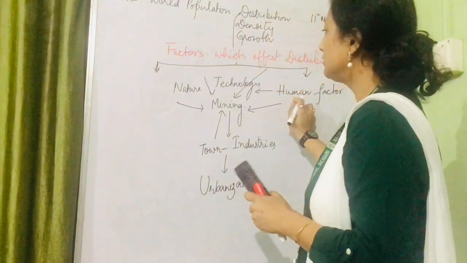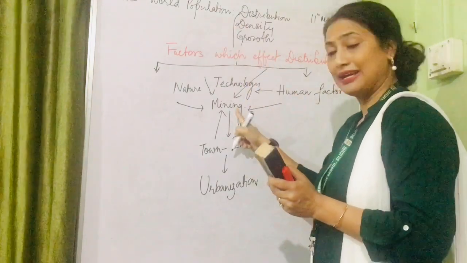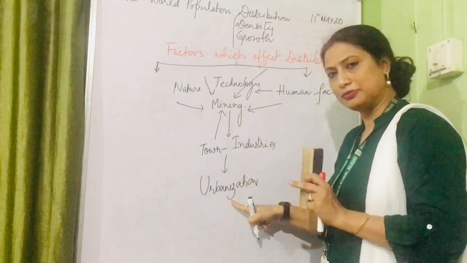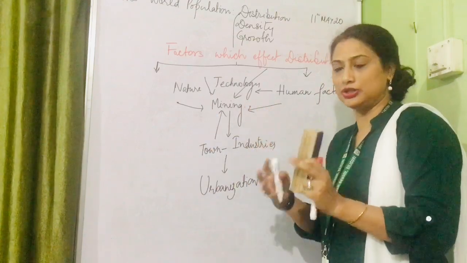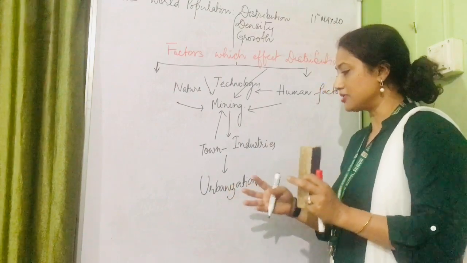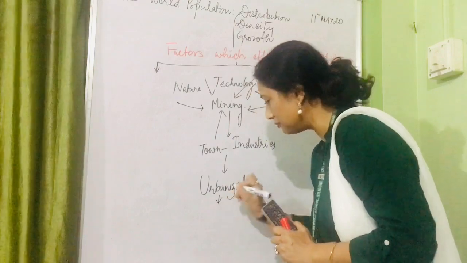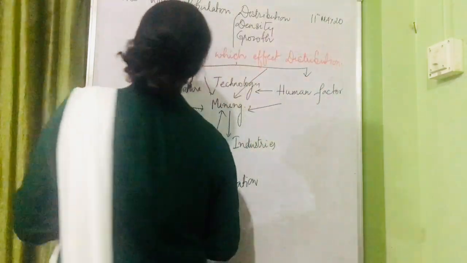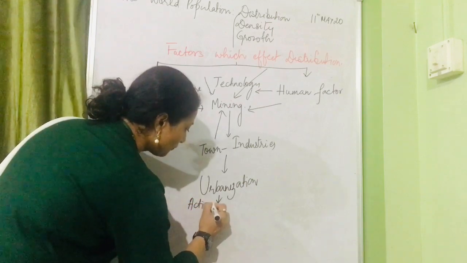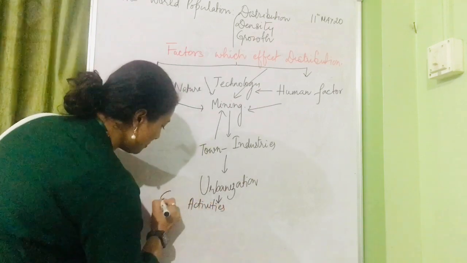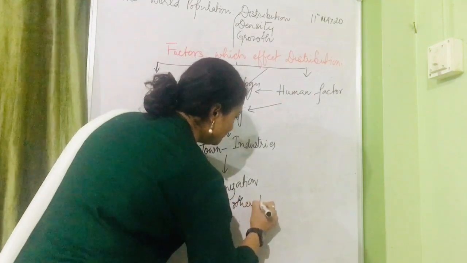So the human factors which affect the distribution of population are mining, industries, urbanization. You can keep it as one point and explain the interlinking with each other. Now, why must urbanization have started attracting people? Urbanization started attracting people because this process was related to economic activities other than agriculture.